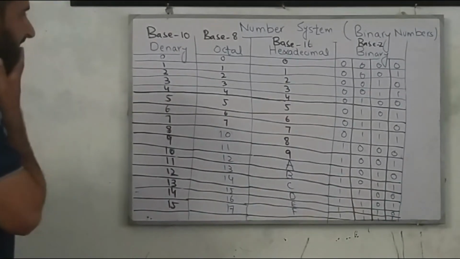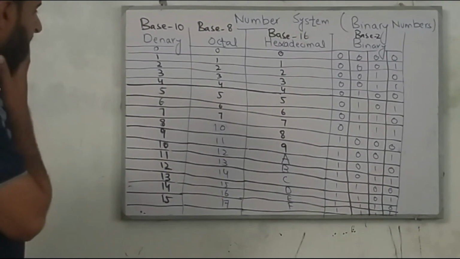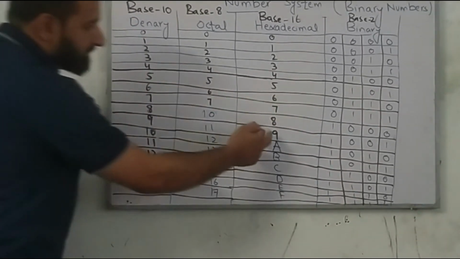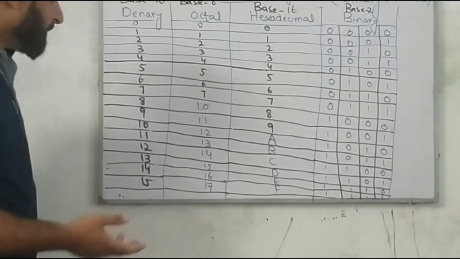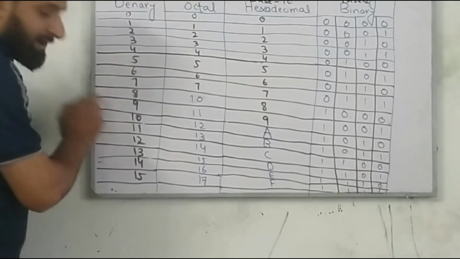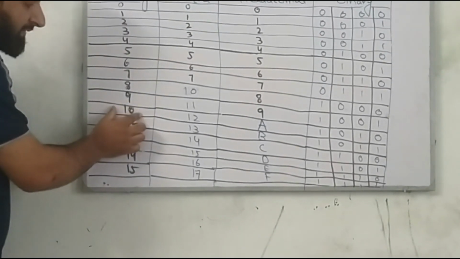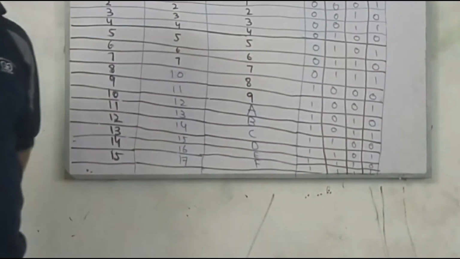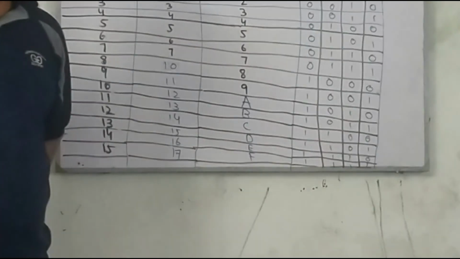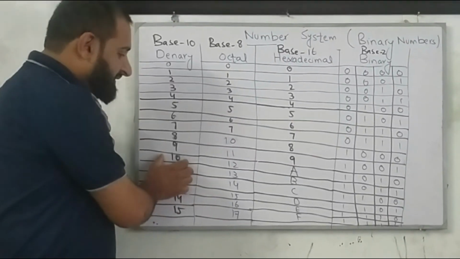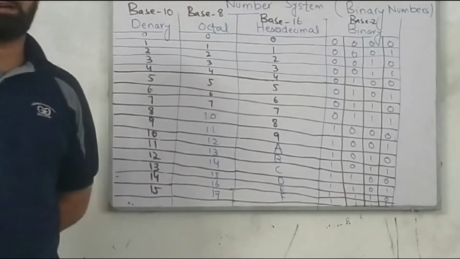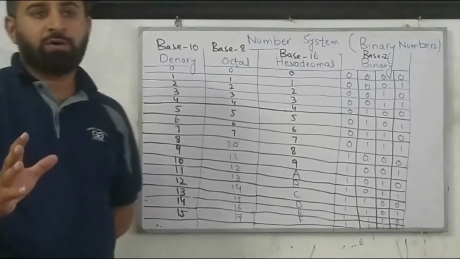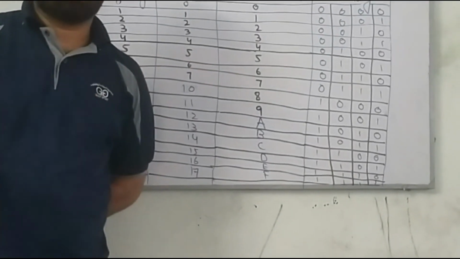Now let's talk about hexadecimal numbers. In 7, it's 7. In 9, it's 9. They are the same. But what happens over here at 10? In Denary we have 10, but in hexa we have a letter, the character A. In hexa you can represent this with the letter A. That's easy. You need to work on this and let me know if you have any questions or queries.